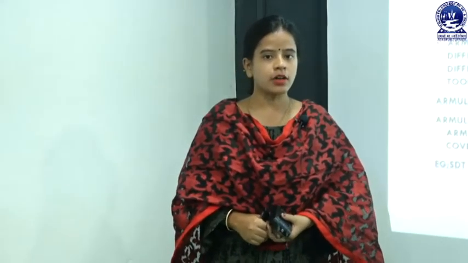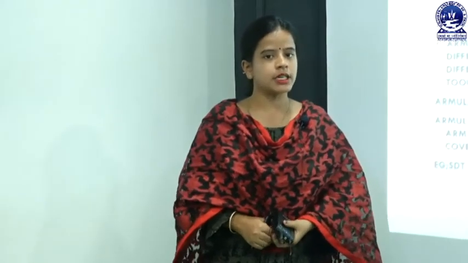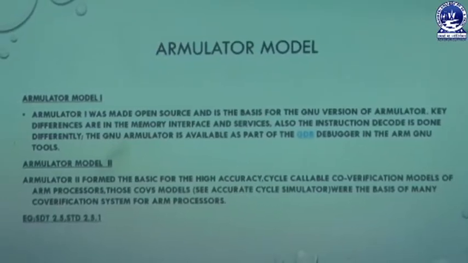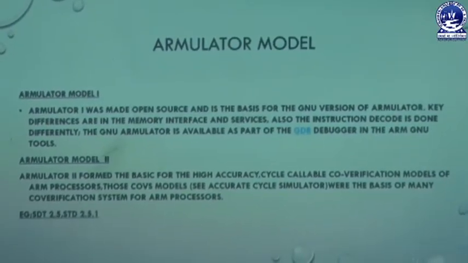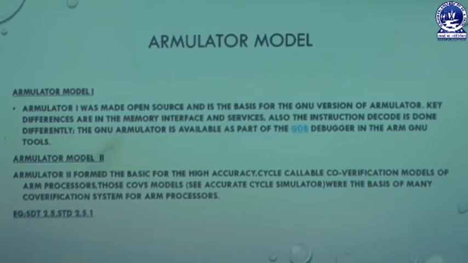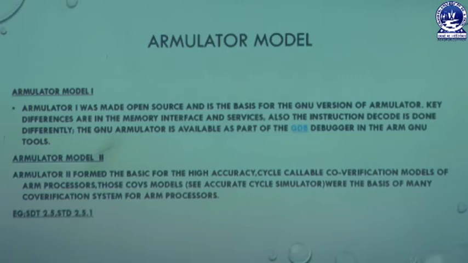outcomes. Okay, so now we go to our next modeling concept in the case of ARM armulators, that's ARM armulator model 2. Here armulator 2 forms the basis for high accuracy cycle callable co-verification models of the ARM processor. Those co-processor models required for cycle accurate simulators are based on many co-verification systems for the ARM processor.